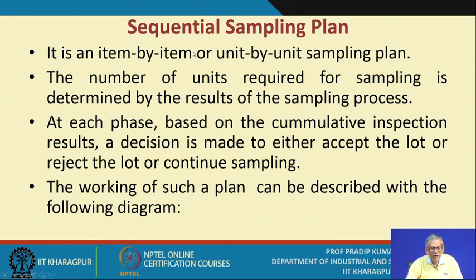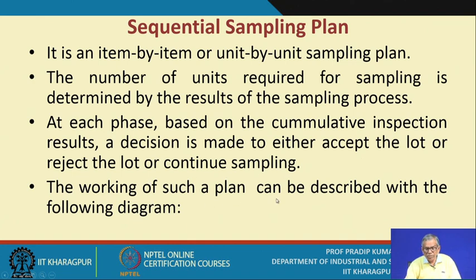Now, what is the sequential sampling plan? It is an item by item or unit by unit sampling plan. Is it okay? Till now we have considered the lot by lot sampling plan. When you refer to the sequential sampling plan, this is a unit by unit sampling plan. The number of units required for sampling is determined by the results of the sampling process. So at each phase, based on the cumulative inspection results, a decision is made to either accept the lot, reject the lot, or continue sampling.